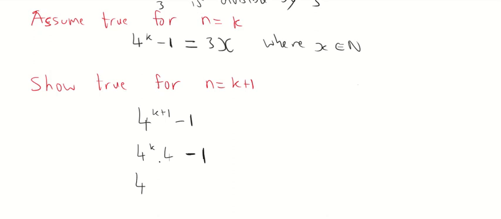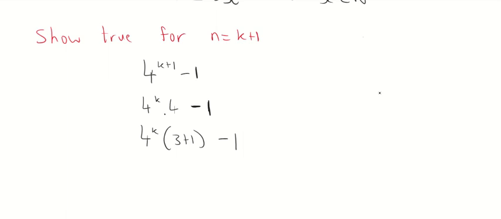Then we have to remember the next step, so I'm going to break up the 4 into 3 plus 1, and the minus 1 is still there. Then if you multiply out the brackets, you're going to get 4 to the power of k times 3 plus 4 to the power of k, and we still have the minus 1. And we don't actually have any more working out to do then.